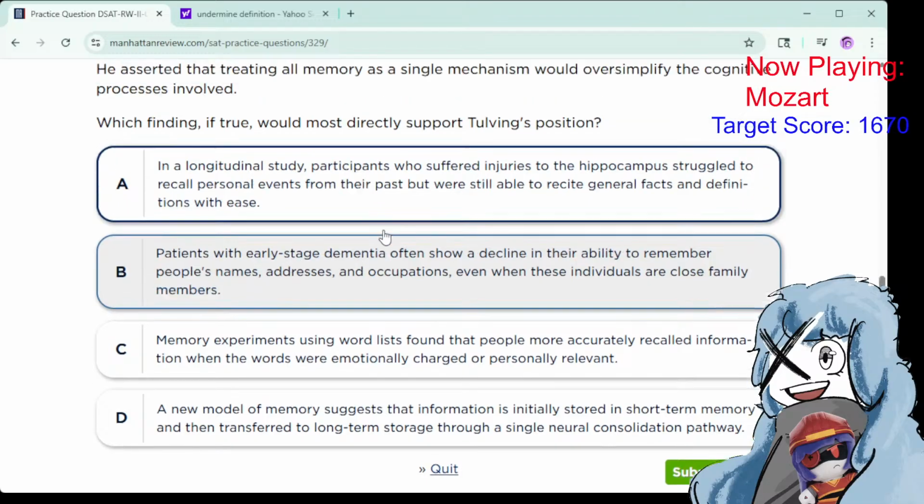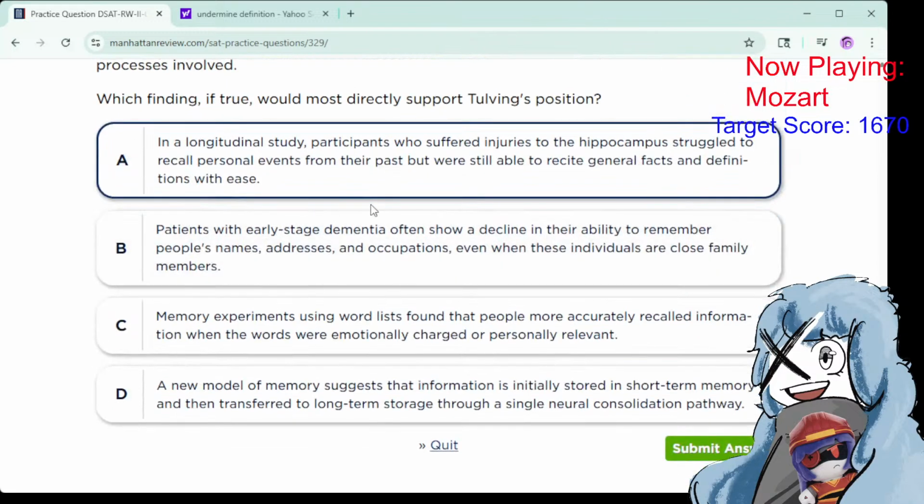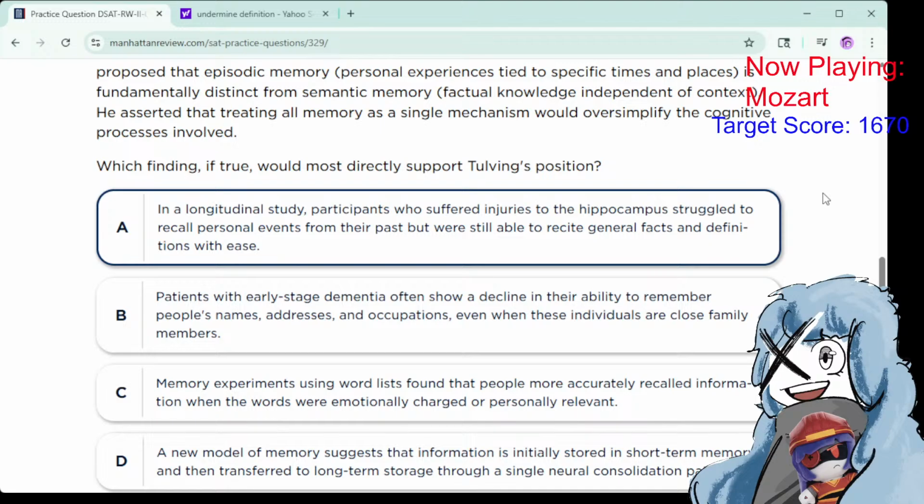Patients with early stage, it's about making memories though. Retain, but also what they forget. It's less about making new, it's about retaining of the memories.